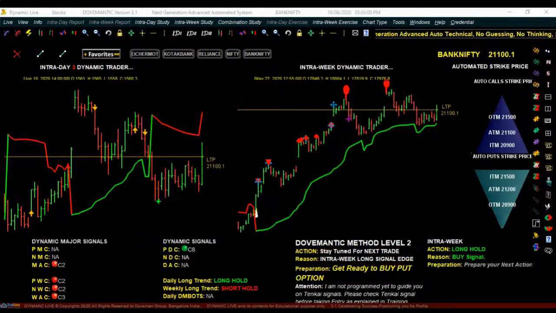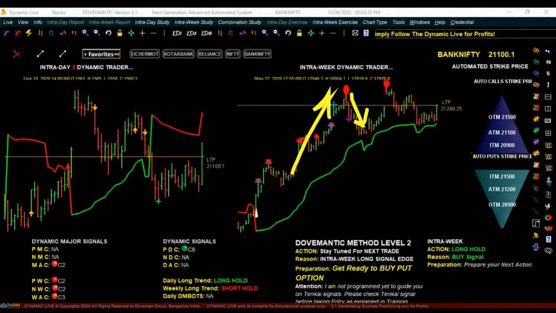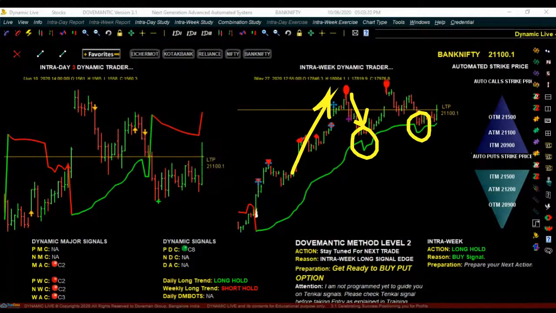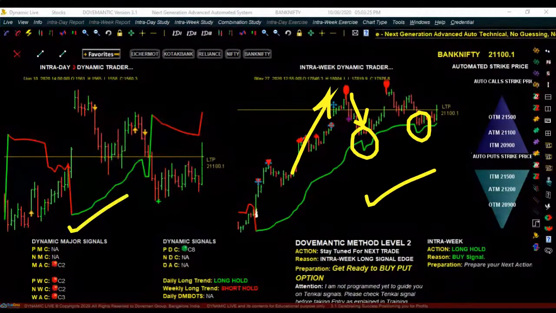And then the third and last thing here is the long signal edge point. You can see here the price was going up, and as it started going up, at some point it started coming down, and when it came closer to the long signal, many times it touches the long signal, sometimes it comes closer to the long signal. These are the points we call long signal edge points. It can happen in intra-week or even in intraday 3.